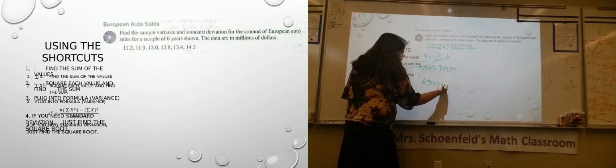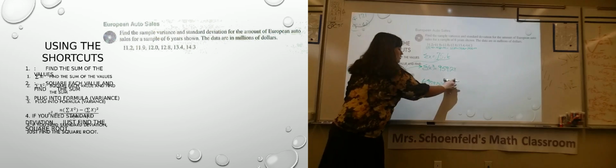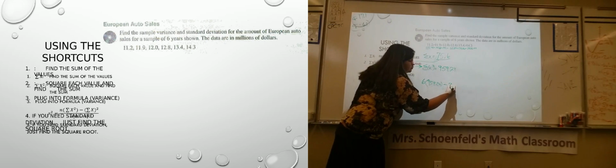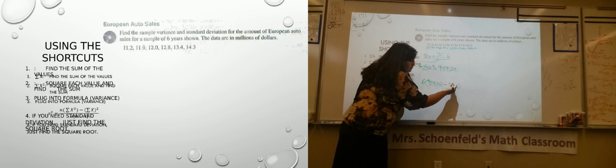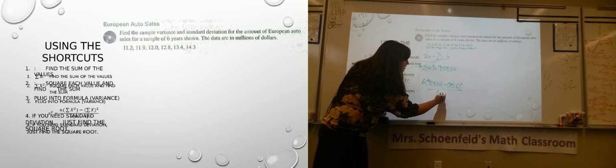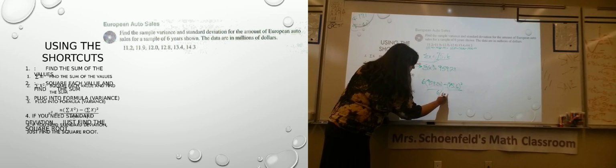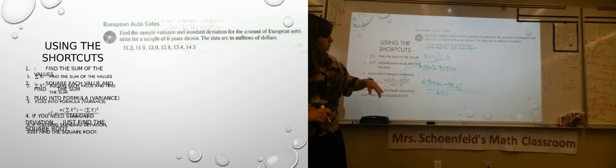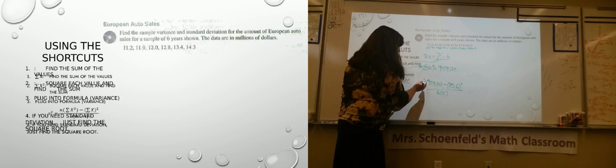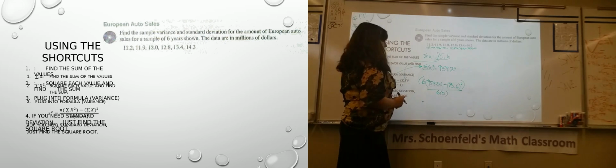959.24, plus, or minus, sorry, that 75.6, we'll square that, all over 6 times 5. So 6 minus 1 is 5. And if you're plugging that in your calculator, make sure you get like a whole parentheses around the top.